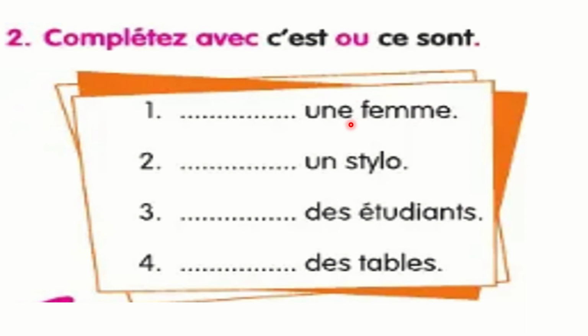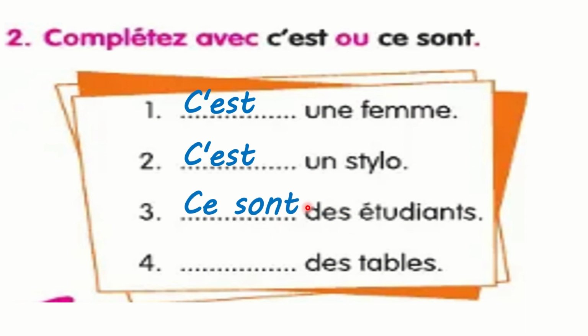So firstly we have une femme, which means a woman. So this is a woman. The answer would be c'est une femme. Then we have un stylo, which is a pen. So the answer would be c'est un stylo. Then we have des étudiants. That means some students. So here we have ce sont des étudiants. These are some students. Next we have des tables. That means some tables. So here we have ce sont des tables. That means these are some tables.